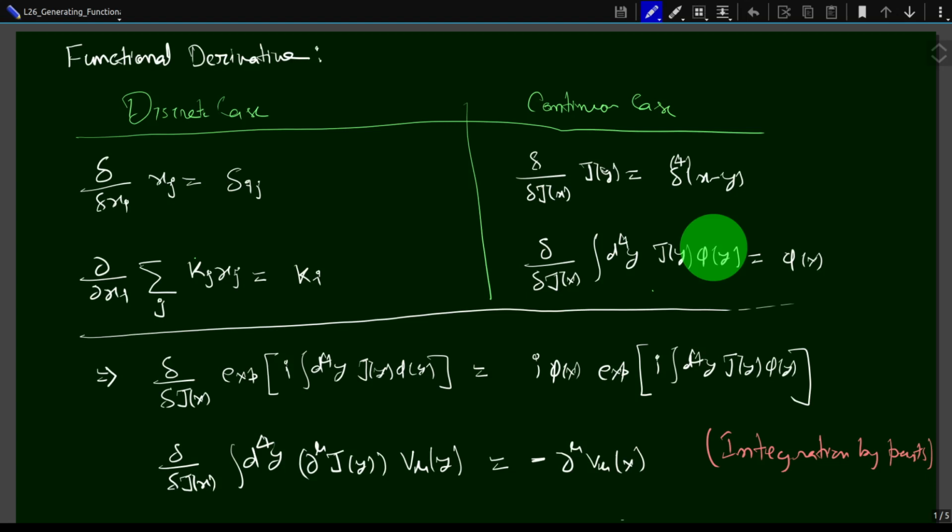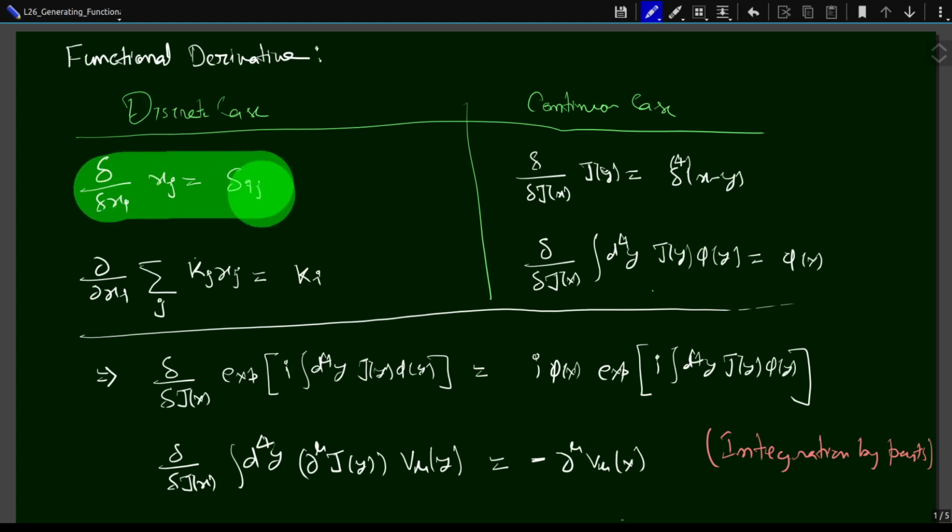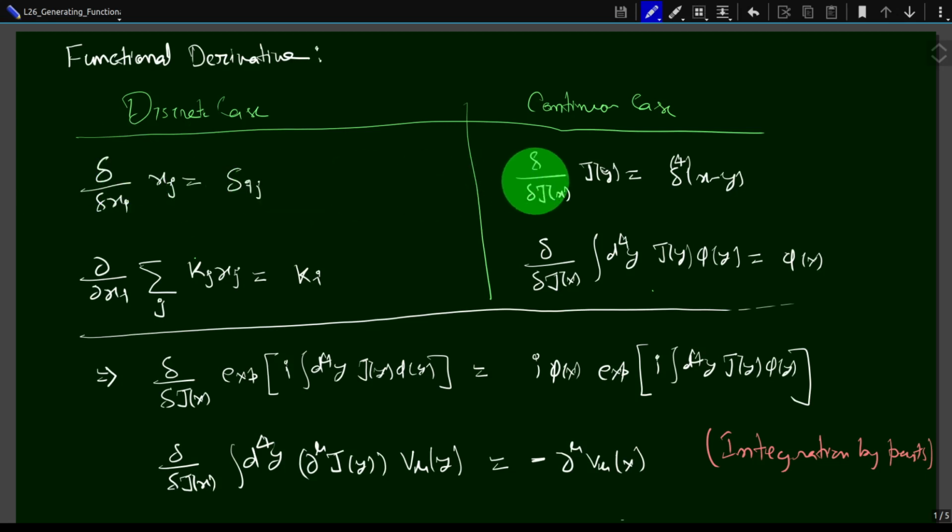When we take derivatives in the discrete case, discrete meaning we have countably many variables with regard to which we are taking the derivative, the first very simple rule is that del by del x_i of x_j is 0 unless i equals j, so that is just delta_ij. Now this particular relation in the continuum case becomes like this.